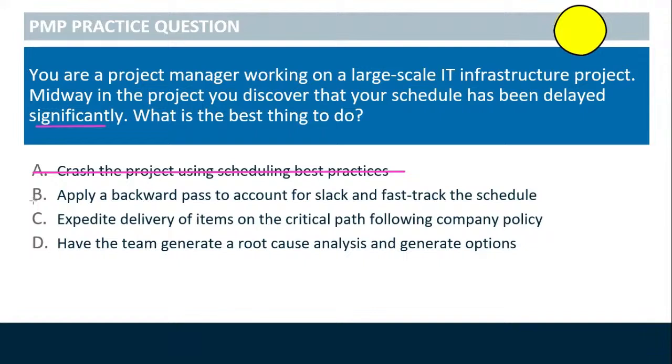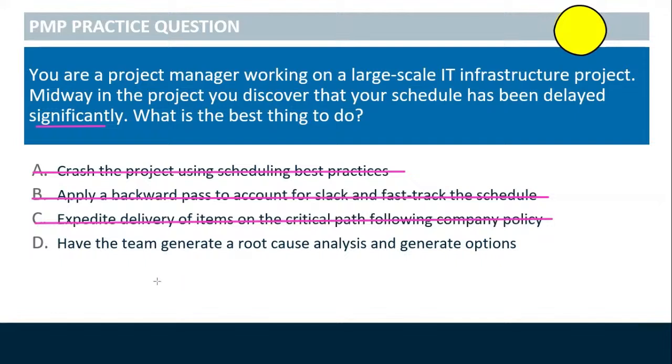B, apply a backward pass to account for slack and fast track the schedule. Now, while there is such a thing as forward passes and backward passes and leads and lags and slack and float, it is still presumptuous to say because you have calculated the slack, you understand what is happening with the schedule. Fast tracking the schedule is also presumptuous. So we will not go with either of those. C, expedite delivery of items on the critical path following company policy. Again, we don't know which items are on the critical path and if that will help the schedule. So C is again presumptuous.